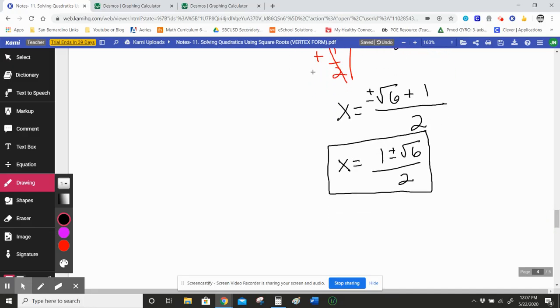But for the sake of checking our answer with decimals, I have to convert this to a decimal. So I have to take the square root of 6, add 1, and then divide that by 2. So these are my two answers.